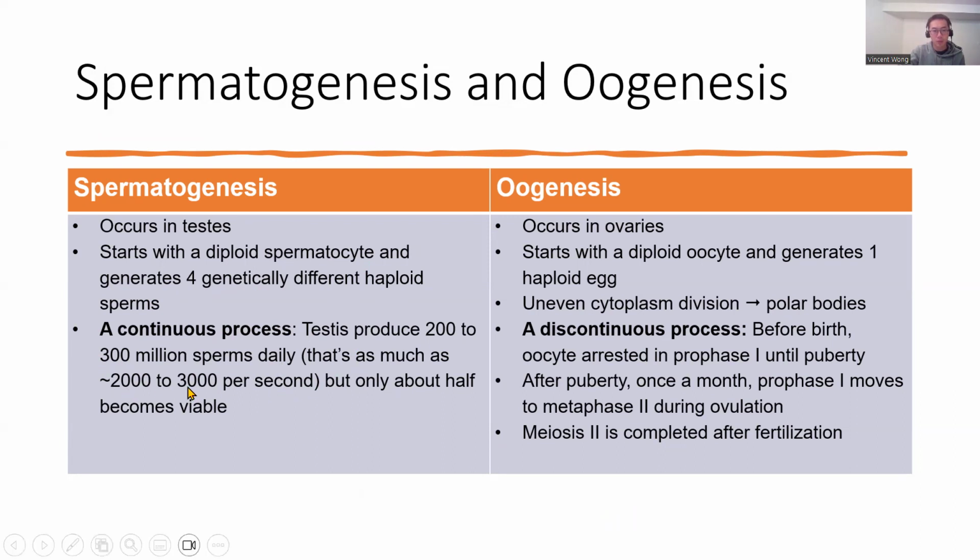That's almost 2,000 to 3,000 per second. But of course, only half of them become viable. So there's a QC process, a quality control process, and only viable ones are going to make it out. So that's spermatogenesis. For oogenesis, it's a little bit complicated.